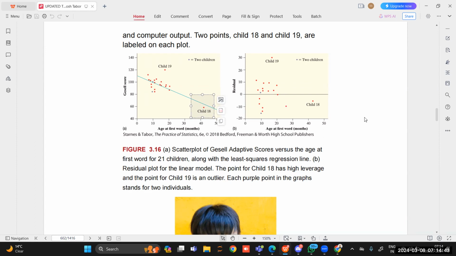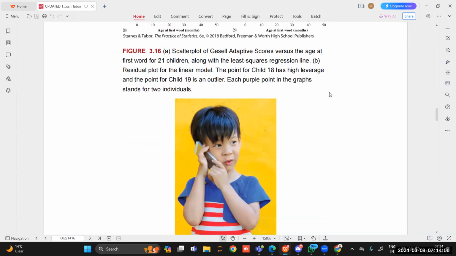It will not be an outlier, but it will be a high leverage point. Yes or no? Yes. This will be an outlier because it has some specific residual. Yes or no? Child 19.